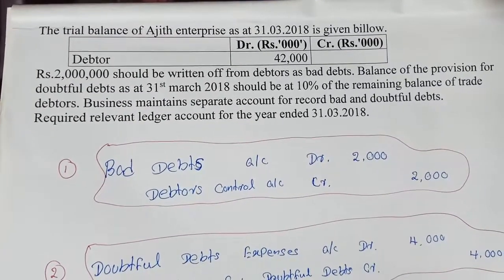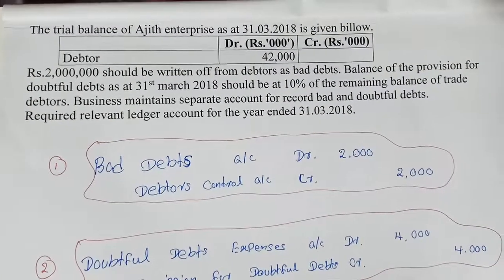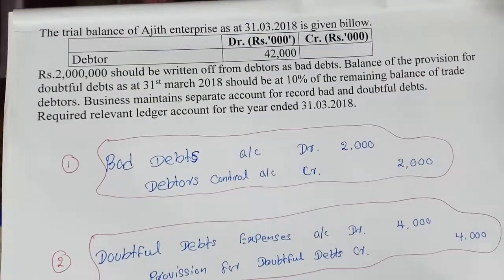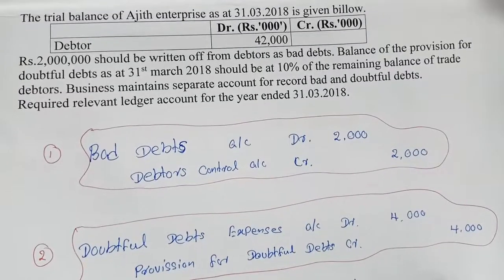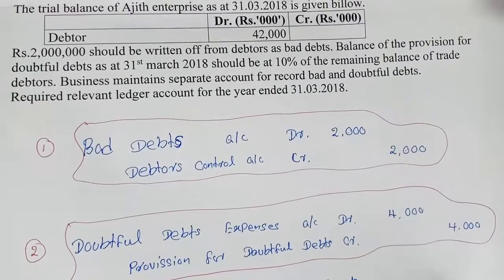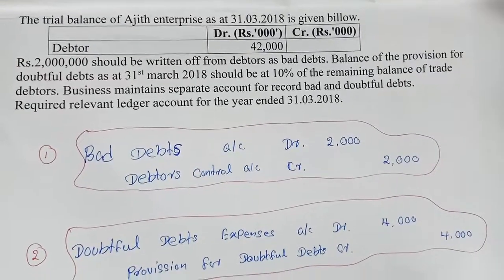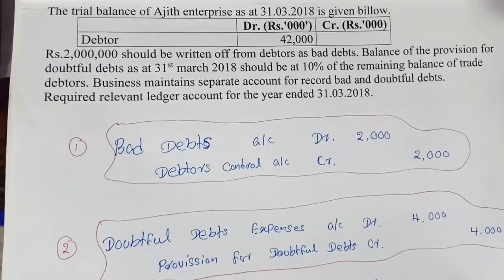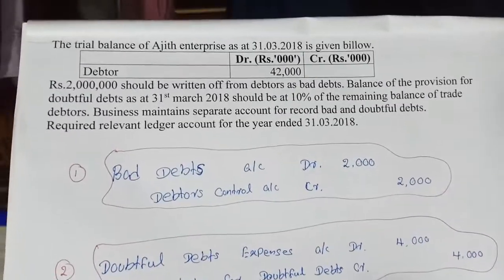Bad debts means it is confirmed that the debtor balance cannot be recovered. But doubtful debts, it is not confirmed. The debtor's balance may not be recoverable. That is doubtful debts. But bad debts, it is confirmed that the debtor balance cannot be recovered. Then you will know how to adjust bad debts as well as doubtful debts in the ledger accounts.